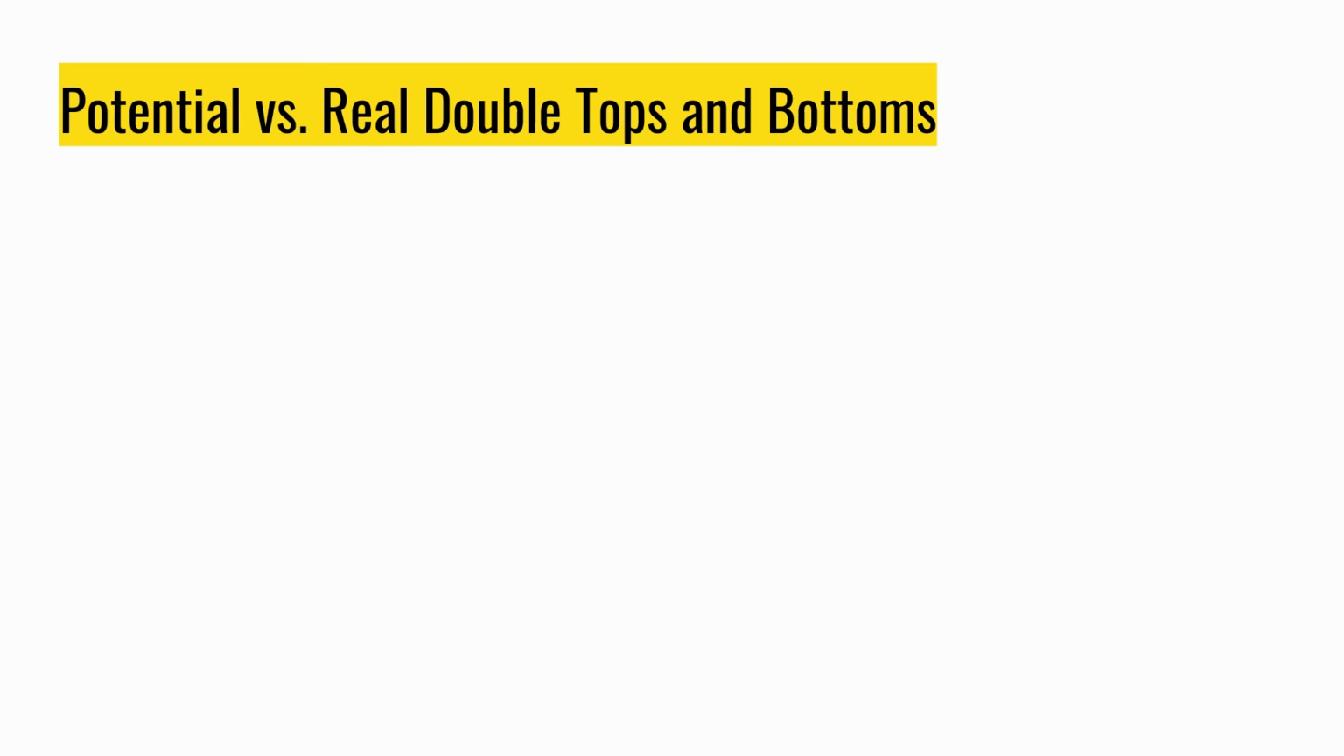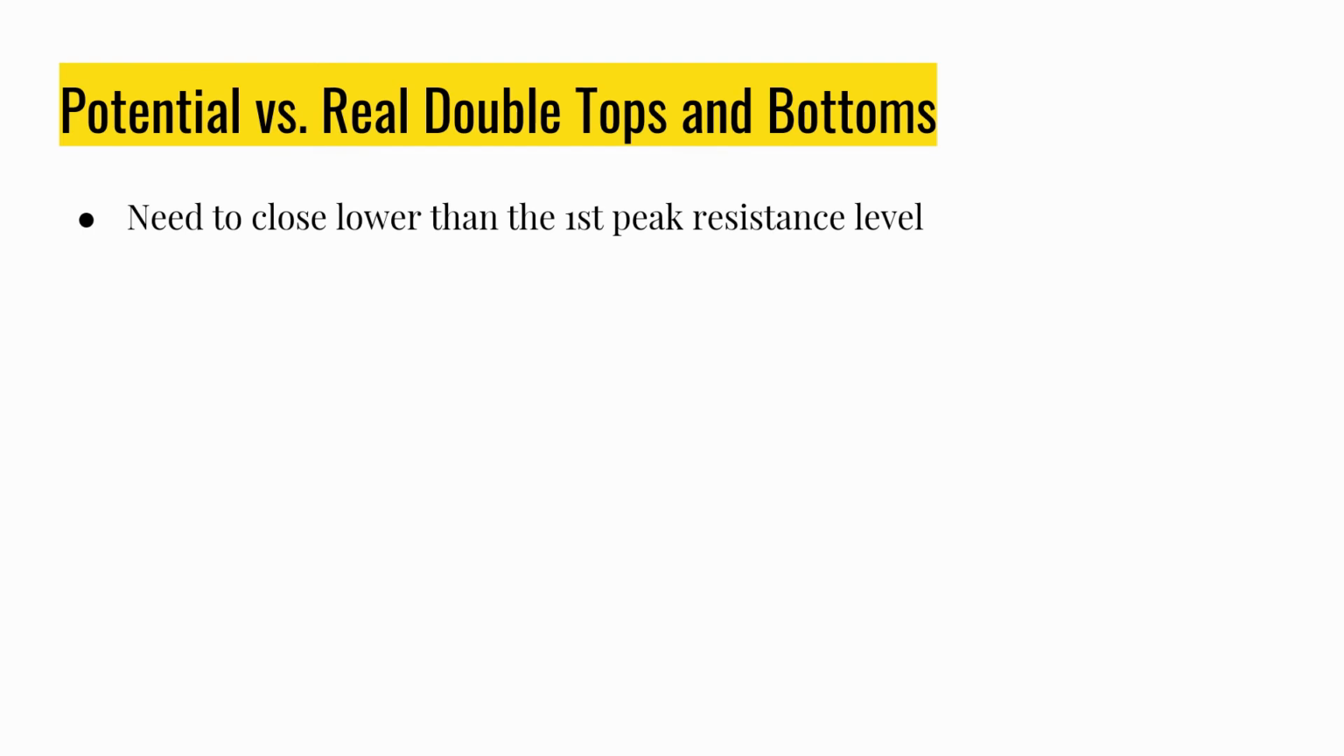As we just saw, calling double tops and double bottoms can be a bit difficult. I'll now explain some ways that you can use to confirm a reversing trend. The first way is to make sure that price closes lower than the first peak resistance level. Intraday penetrations are not enough, and you have to see that price closes appropriately.